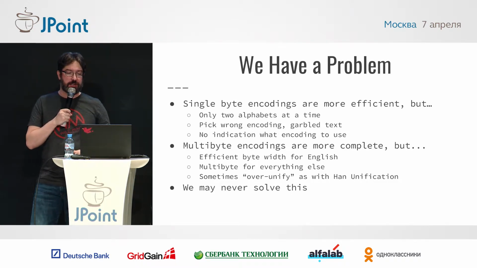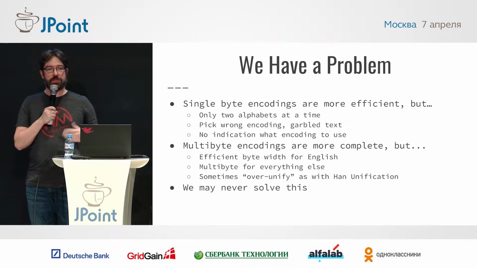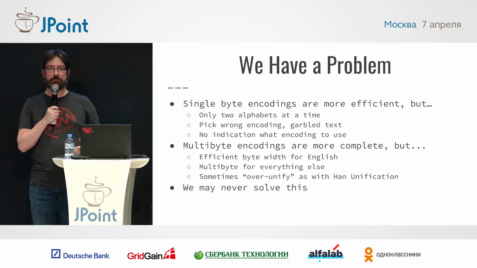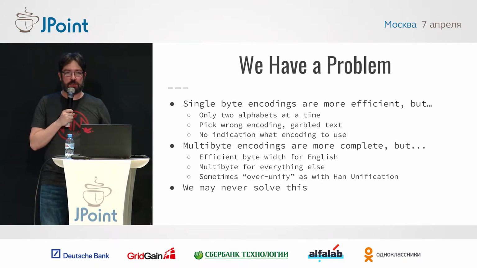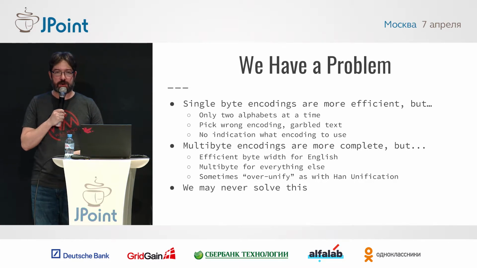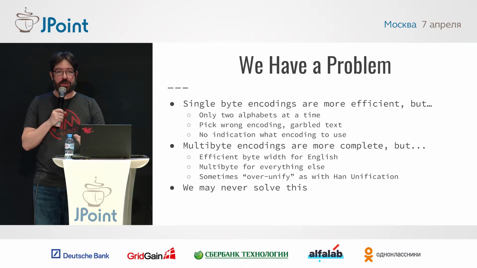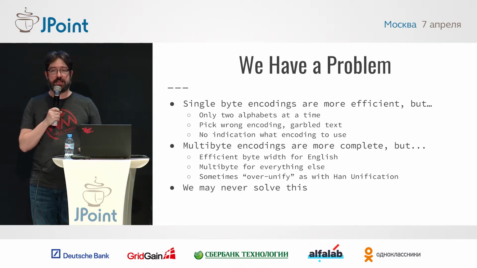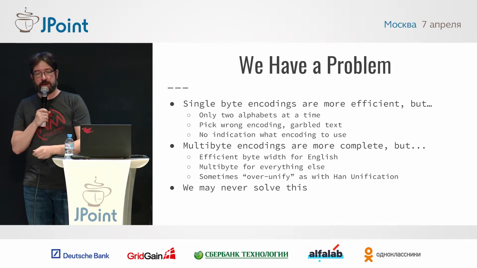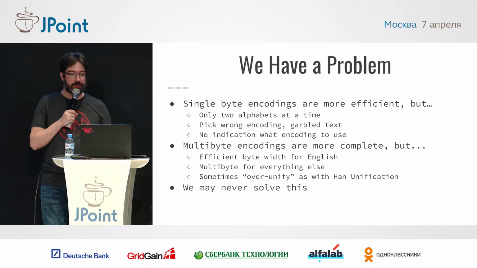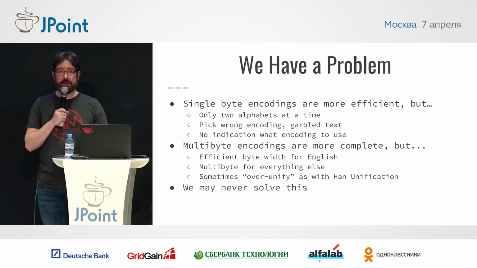Single byte encodings are more efficient, but you can only represent 2 alphabets at a time. That's not great. This is a global internet that we have, and we need to be able to represent more than 1 language, definitely more than 2 languages too. If you pick the wrong encoding, as we saw, you get garbled text. You can't read anything. So you have to know what that original text encoding was, or you're going to get some nonsense out of it. And there are no clear ways to guarantee that you guess the correct encoding.